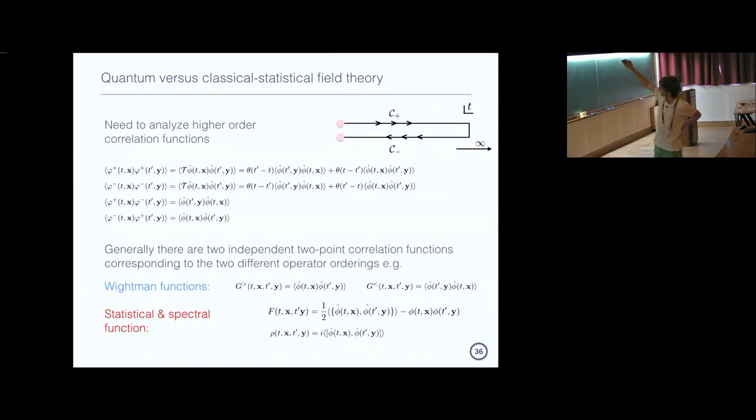If both of the fields are on the lower branch of the contour, then this contour is going backward in time, so you have anti-time ordering. So you have an anti-time ordered product of field operators there, and you can again spell this out explicitly. Now what happens if one field is on the upper branch and the other one is on the lower branch?